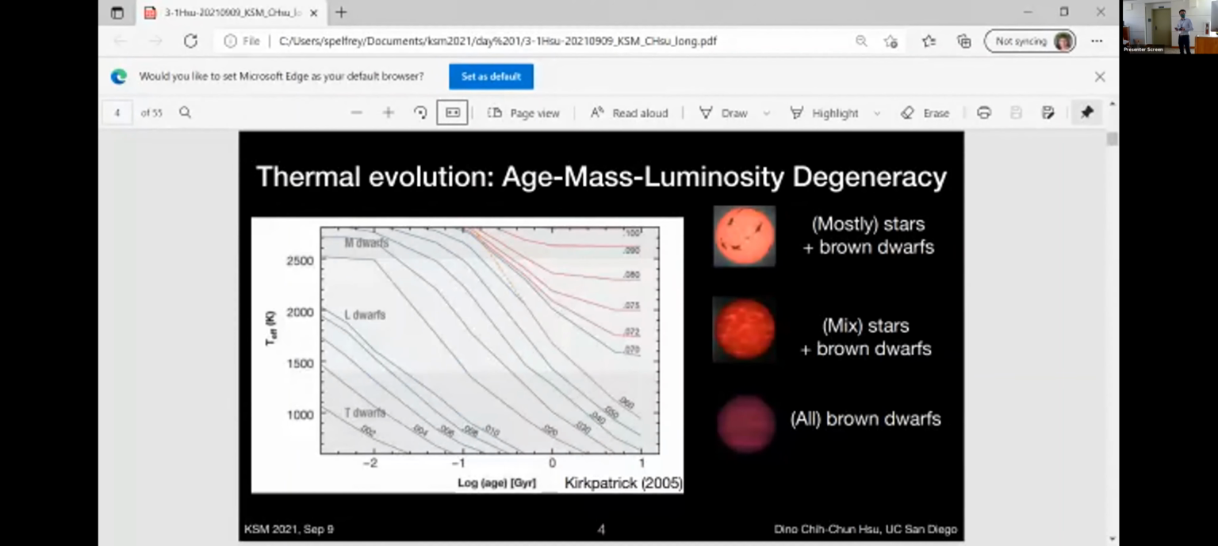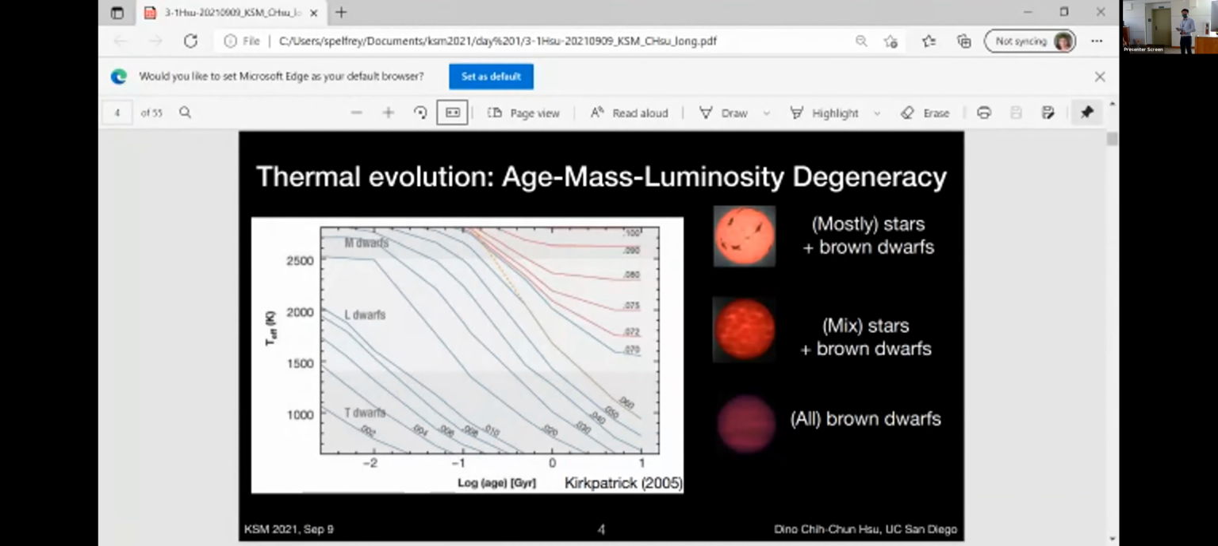Just a quick review of brown dwarf and low-mass star thermal evolution. So this is the thermal evolution below 3000 kelvins versus the log age. And this combines all the M, L, and T dwarfs. For M dwarfs, it's mostly stars plus some young brown dwarfs. And if you go to L, there's a mixture of both stars and brown dwarfs. And finally, if we move to cooler temperatures, they're all brown dwarfs for T dwarfs.